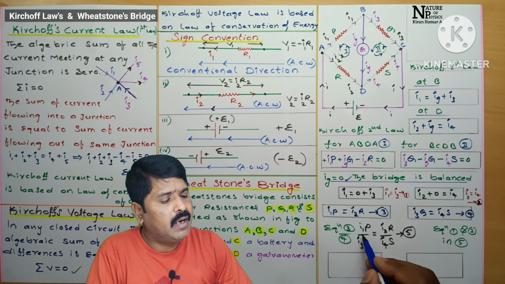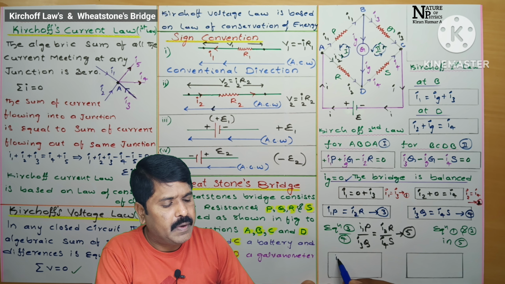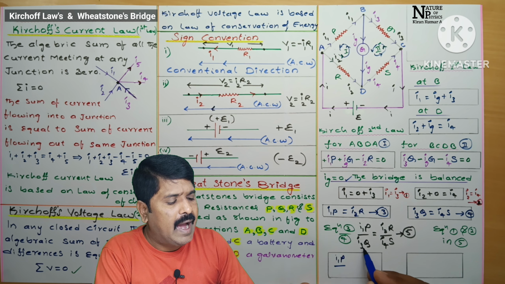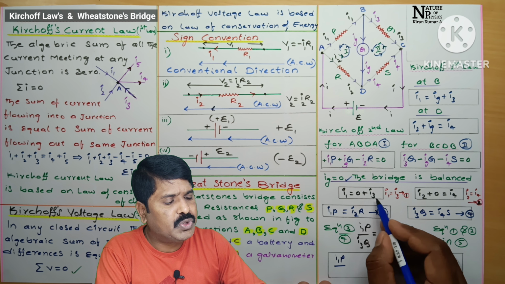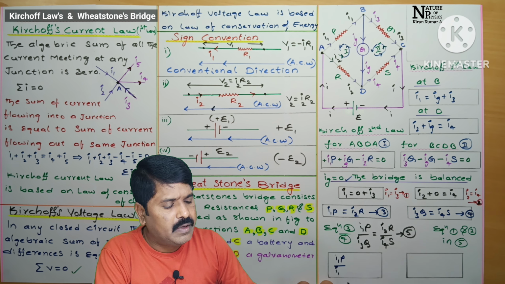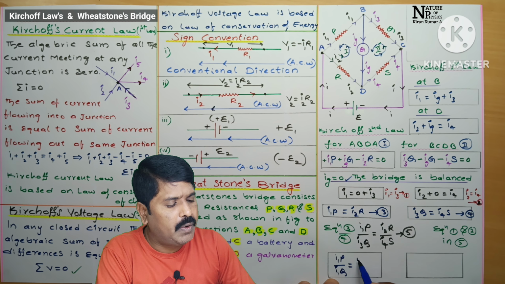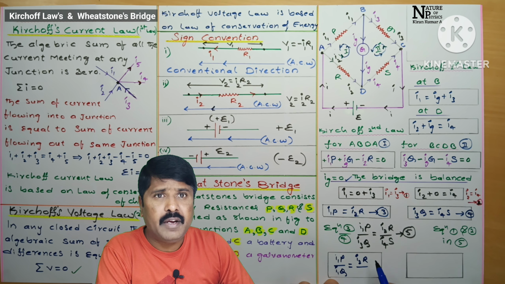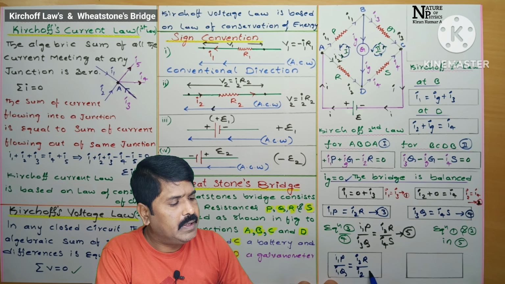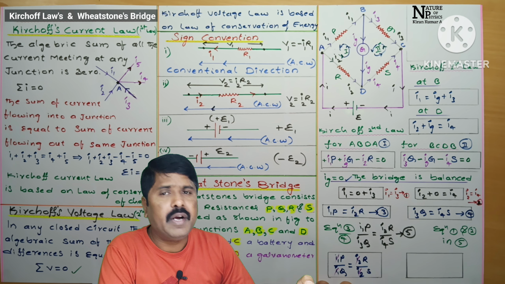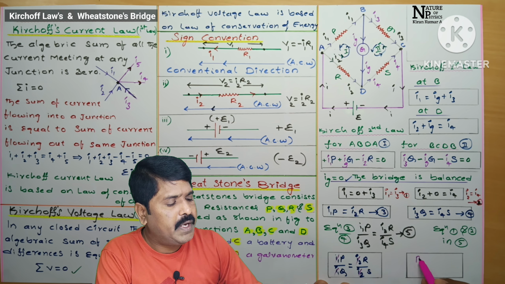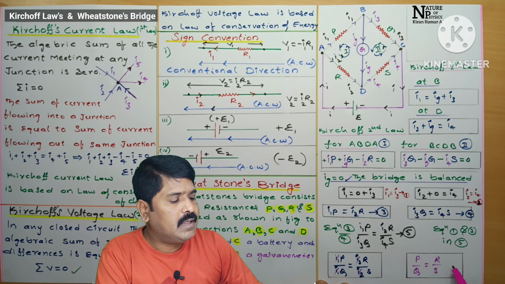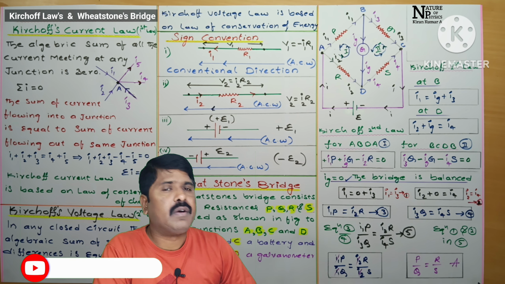See, notice that here I am replacing I1P divided by I3. I3 is equal to how much, student? I3 is equal to I1. So I1Q is equal to I2R divided by I4; I4 is equal to how much, student? I2. So now I1 gets cancelled and I2 gets cancelled. I got the value P divided by Q is equal to R divided by S. This is the answer for the given question, student.